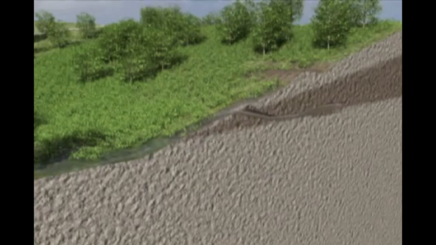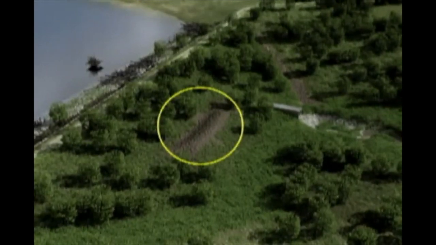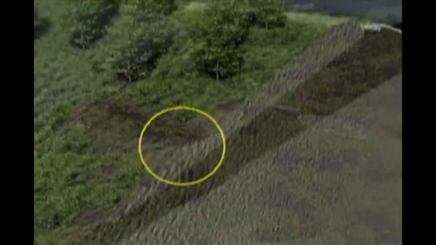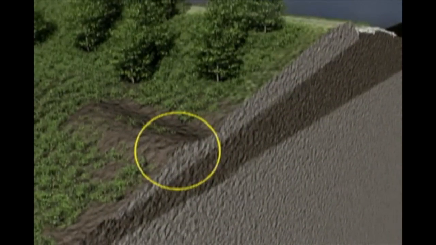Burrowing animals should be controlled. Animal burrows will shorten seepage paths, which increases the potential for piping and internal erosion of embankment material. Sloughing and small surface slides can develop at any time. Surface slides need to be immediately repaired before they increase in size and become a major stability problem.